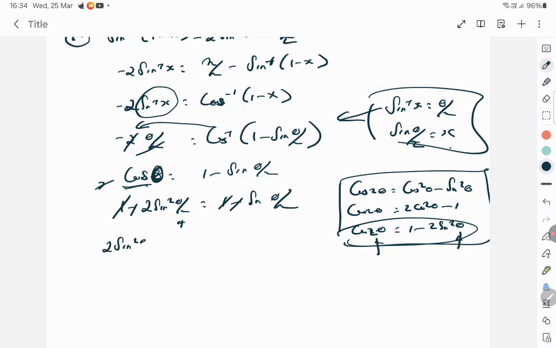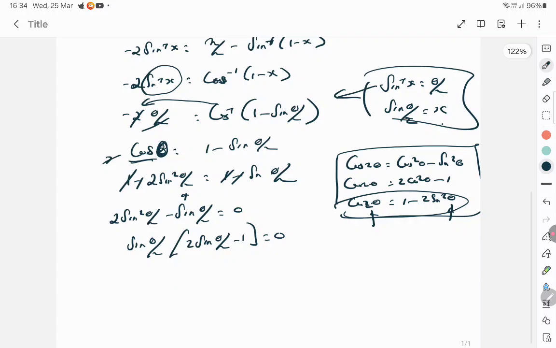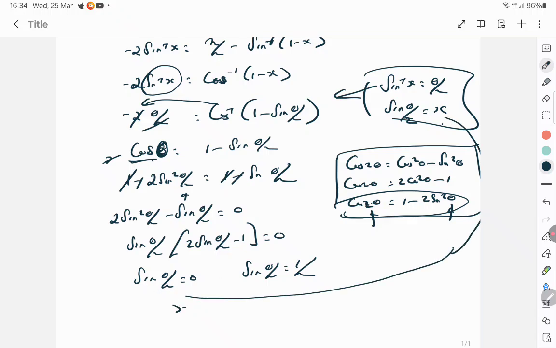It's 2 sin square theta by 2 minus sin theta by 2 is equal to 0. The sin theta by 2 can be taken out. 2 sin theta by 2 minus 1 is equal to 0. Therefore, you have two solutions. Sin theta by 2 is 0 and sin theta by 2 is 1 by 2. You substitute these answers, which is nothing but x. X is equal to 0 and x is equal to 1 by 2.